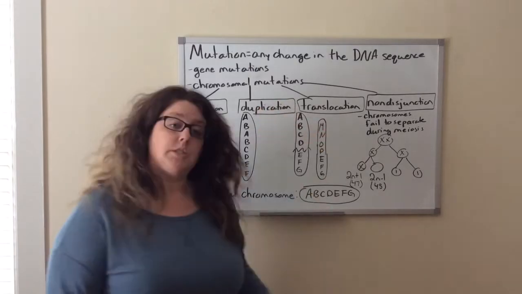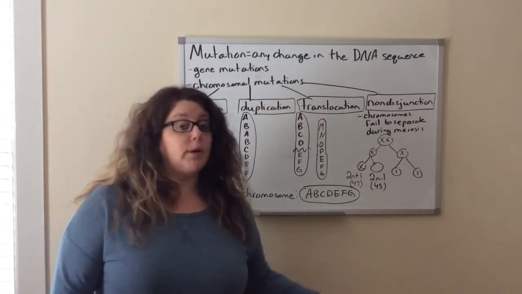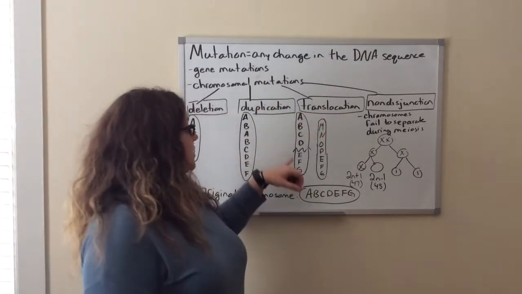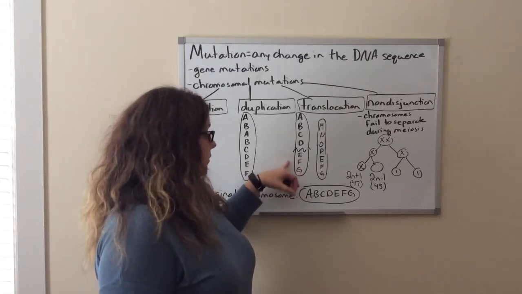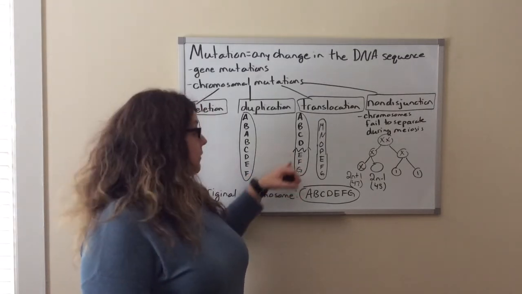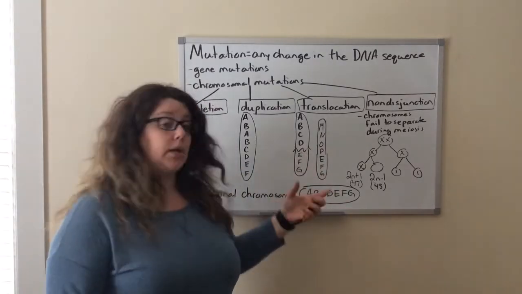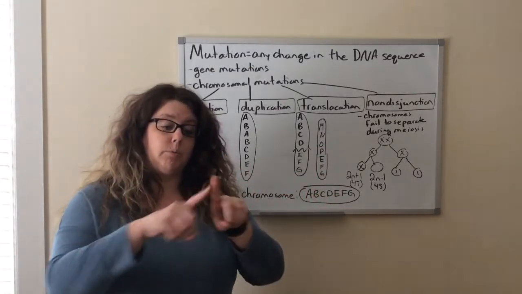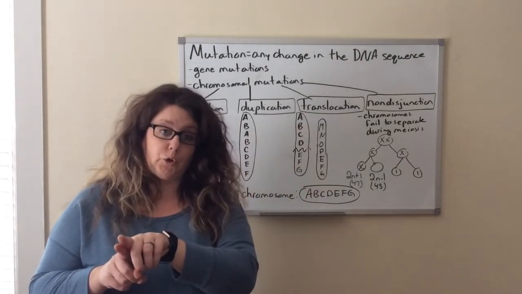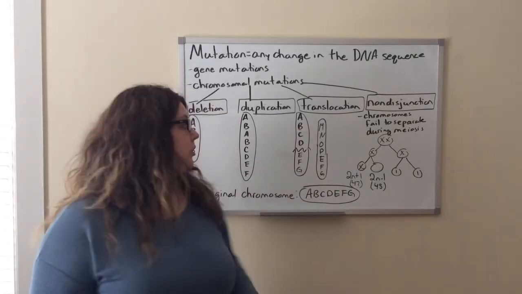The third type of mutation is called a translocation. If you remember, trans means across. So this is when one portion of a chromosome breaks off and moves across to a non-homologous chromosome. Translocation is when one part of the chromosome breaks off and joins another chromosome that's not homologous to it.